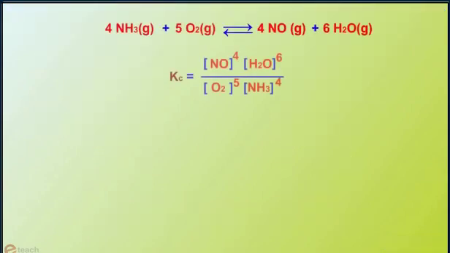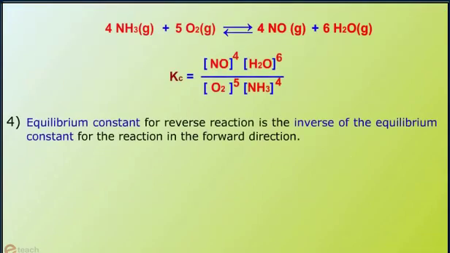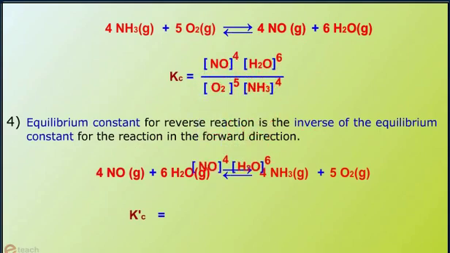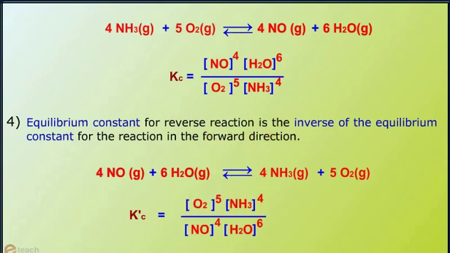The fourth one is the equilibrium constant for the reverse reaction is the inverse of the equilibrium constant for the reaction in the forward direction. For the reaction 4NO plus 6H2O reversible 4NH3 plus 5O2, the equilibrium constant is equal to concentration of O2 to the power 5 multiplied by concentration of NH3 to the power 4 upon concentration of NO to the power 4 multiplied by concentration of H2O to the power 6, which is equal to 1 upon Kc.